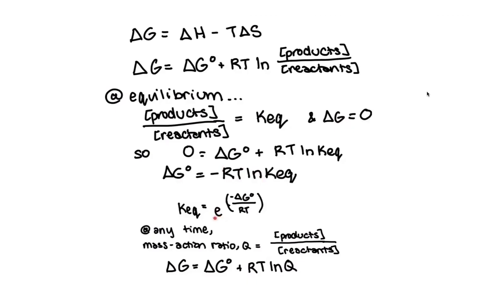And then we can further rearrange this if we wanted to solve for KEQ, knowing delta G naught. But this is at equilibrium. But now what about at any time? Well, at any time, we can use our mass action ratio Q and plug that in. And now delta G equals delta G naught plus RT times the natural log of Q, which is the same equation we had up here, but we could simplify it because we knew that we were at equilibrium, and therefore our Q was really our KEQ and our delta G was 0.